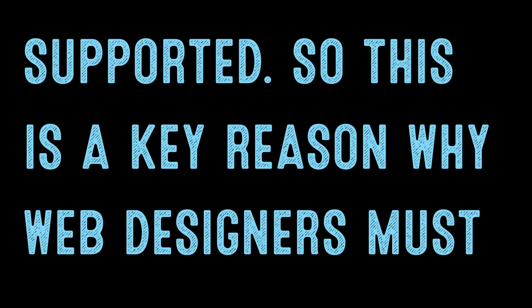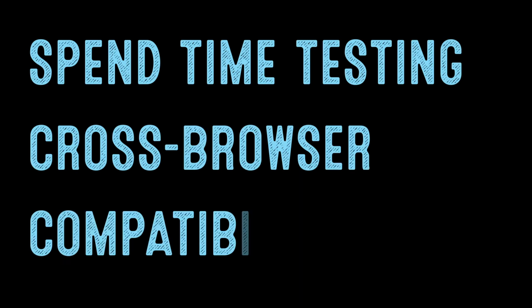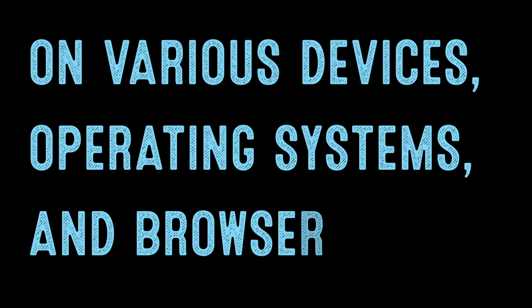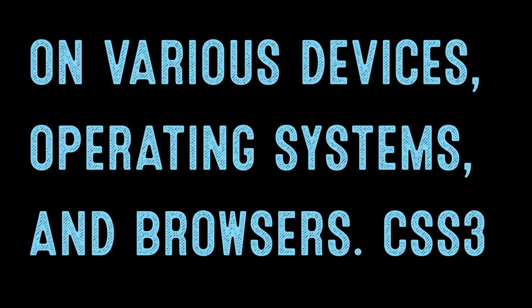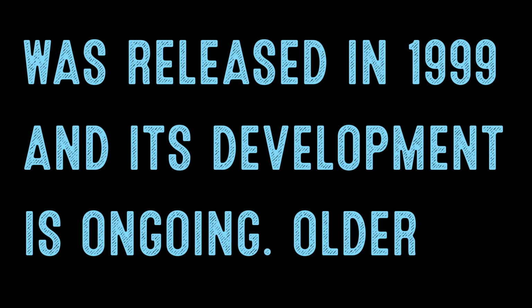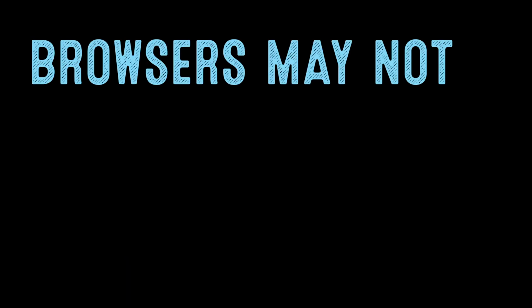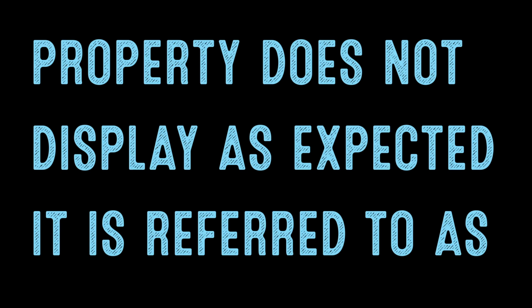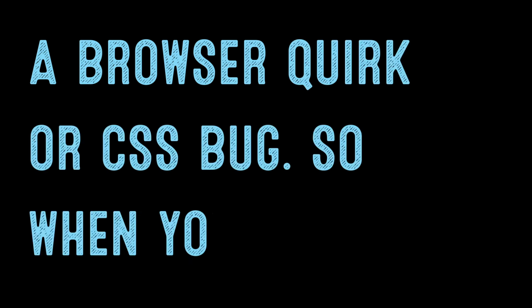So this is a key reason why web designers must spend time testing cross-browser compatibility. We must make sure our websites will display comparably on various devices, operating systems, and browsers. CSS 3 was released in 1999, and its development is ongoing. Older browsers may not support all CSS 3 code. When a CSS property does not display as expected, it is referred to as a browser quirk or CSS bug.